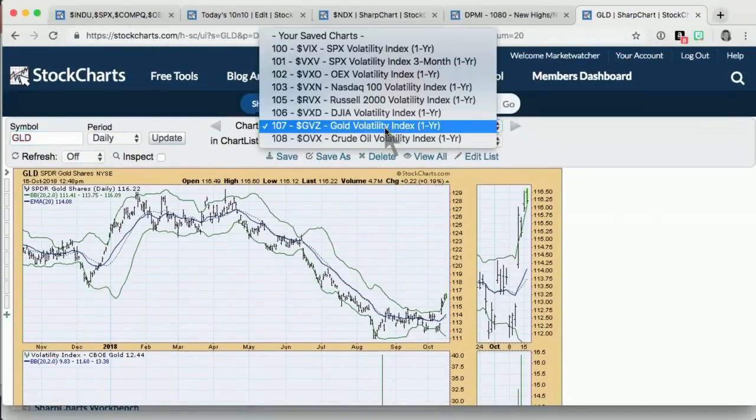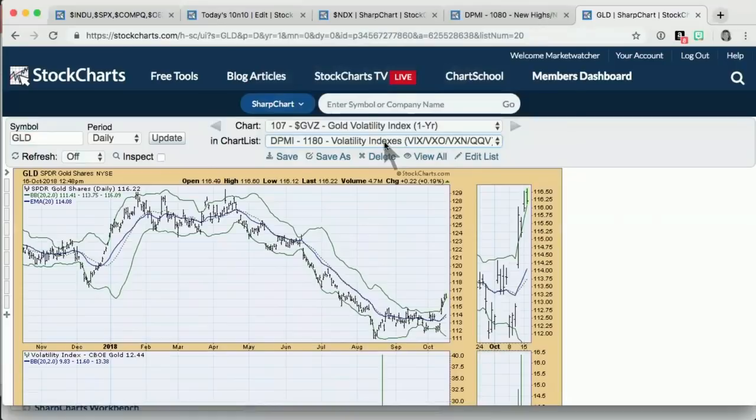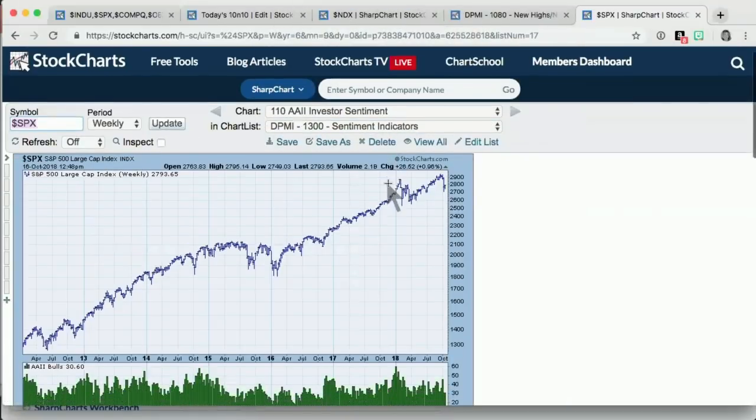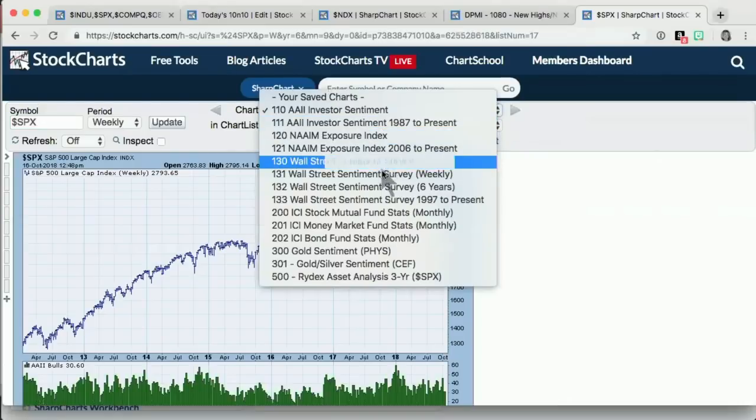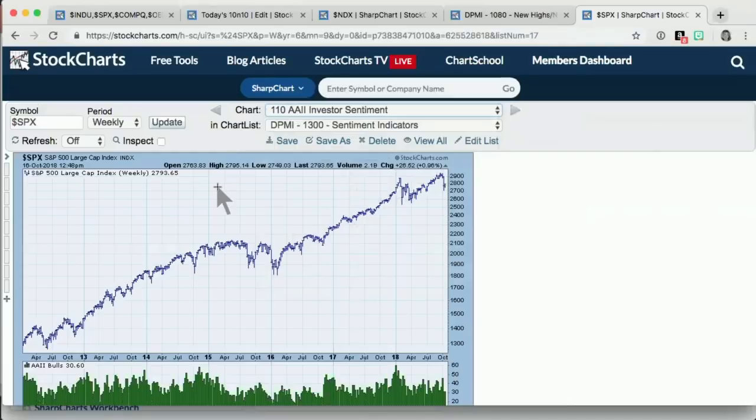Finally, I was just going to let you know that we also have the sentiment indicators in here that I go over. The AAII, as you can see, NAAIM, Wall Street sentiment. So all of these are also available to you.